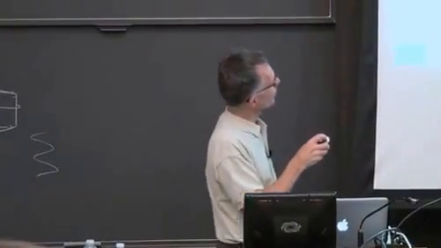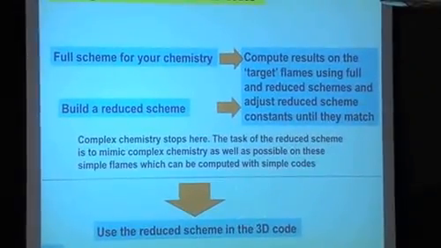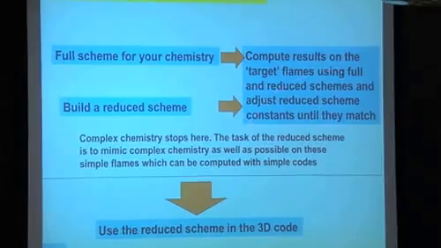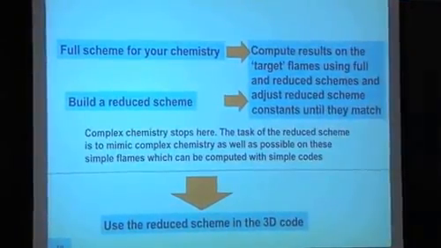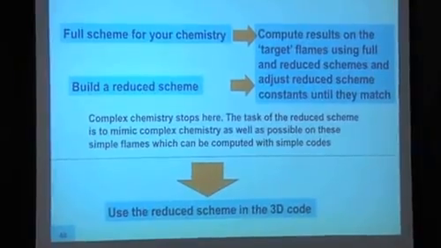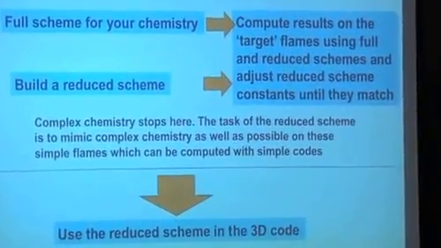Note that complex chemistry, including here the full chemistry, stops under that line. When we go to the 3D code, we use only the reduced scheme, of course. And we hope that if we match the target flames, for example, the flame speed and the adiabatic flame temperature, you might even add the effect of stretch on the flame speed, then it will be okay here. This idea is not so different from what you do in tabulation also. In tabulation, I told you, we assume the universality of manifolds. It's about the same thing we do here.